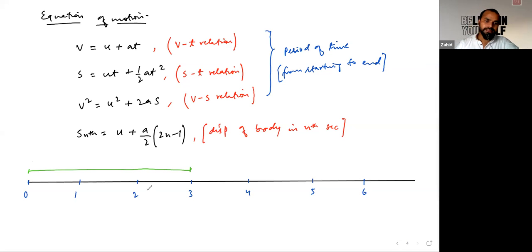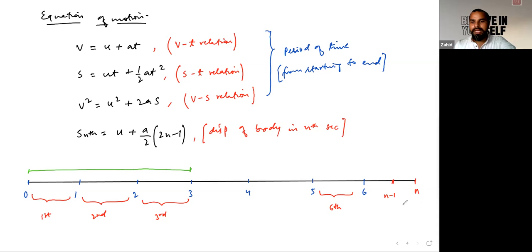Next is, suppose someone wants to calculate the distance between any two consecutive seconds, like 0 to 1. It is called the first second; 1 to 2 is called the second second; 2 to 3, the third second. Similarly for any two consecutive seconds, like 5 to 6, it will become the sixth. This is nth, and this is just before that, n minus 1. So this distance is called the nth second distance.